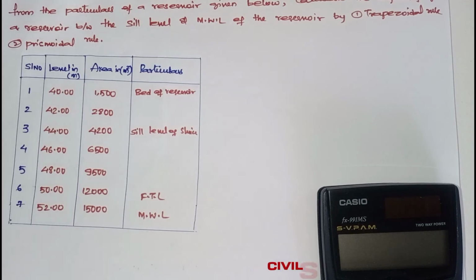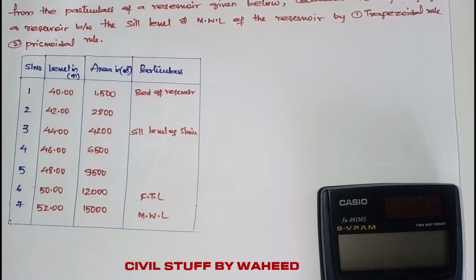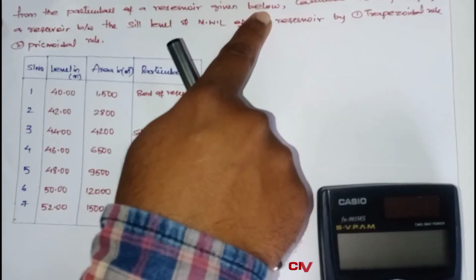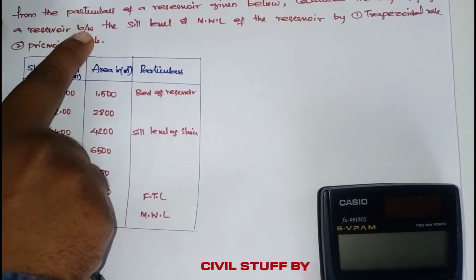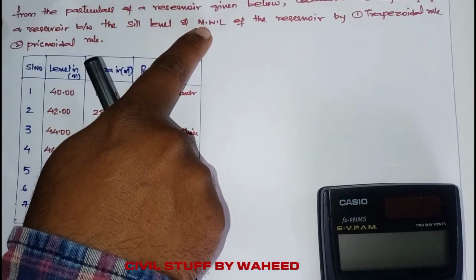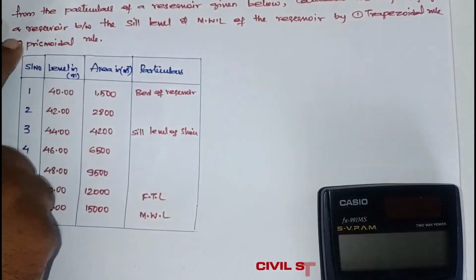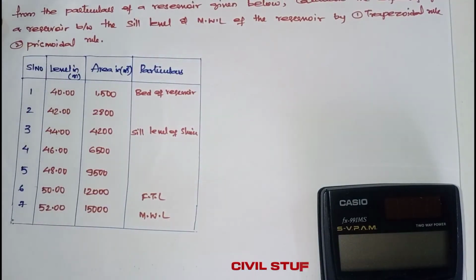So today I am going to deal with 2 or 3 problems based on the reservoir capacity from earthwork calculations. Here is a question from the particulars of a reservoir given below. Calculate the capacity of a reservoir between sill level and maximum water level of the reservoir by trapezoidal rule and prismoidal rule.